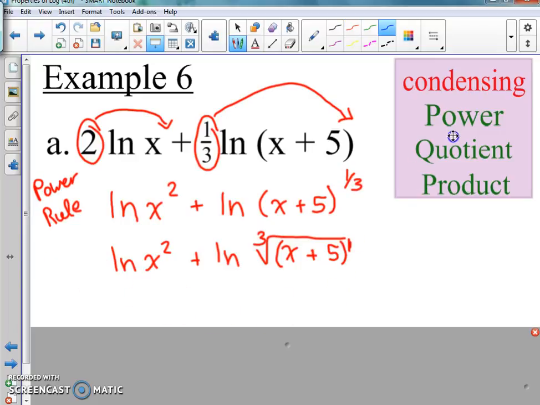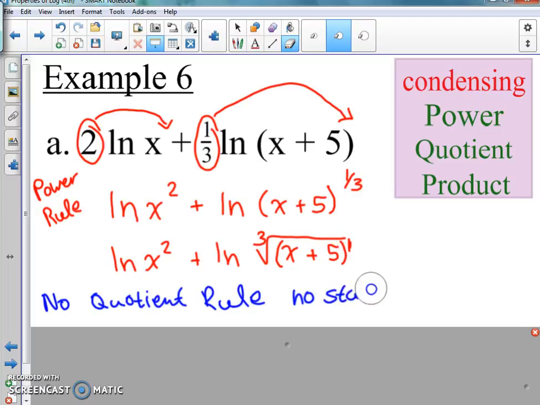Okay, so look at the next part. Is there a quotient rule here? Is there any division going on, is there any subtraction going on anywhere in this problem at all? Anywhere? No, so there is no quotient rule. I'm going to write this down. Because there's no subtraction going on to change to division. There's no subtraction to change to division. So when you write that down, write it down. No subtraction in the problem to change to division. Ooh, if I could spell, that'd be great. Subtraction.